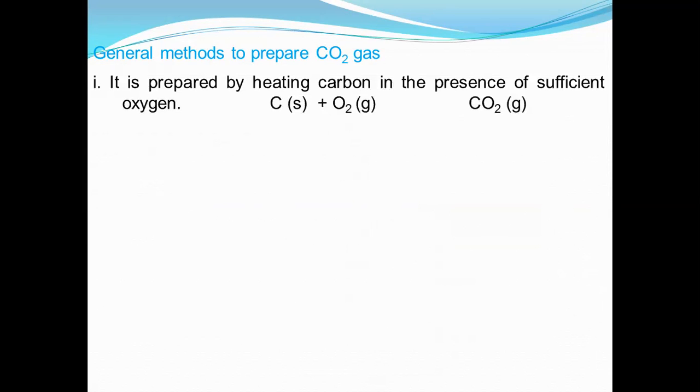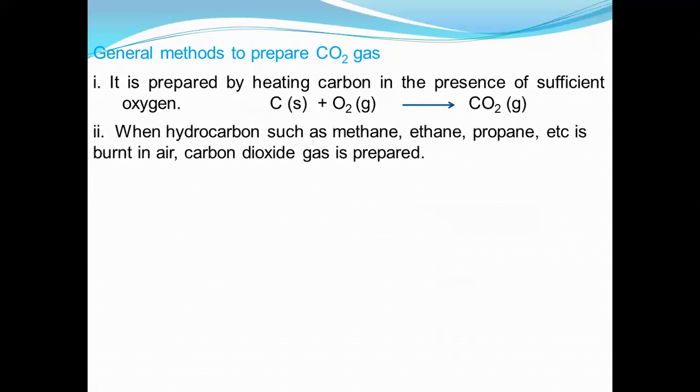One of them is that it is prepared by heating carbon in the presence of sufficient oxygen. If there is oxygen and you heat carbon, it will form carbon dioxide. Insufficient oxygen gives you carbon monoxide, and that is poisonous. So we require sufficient oxygen with carbon, and if you heat it, we get carbon dioxide.